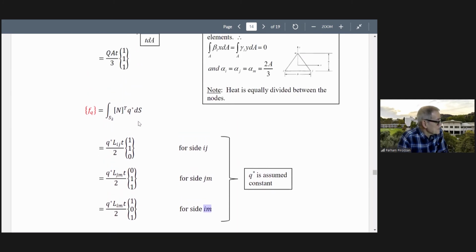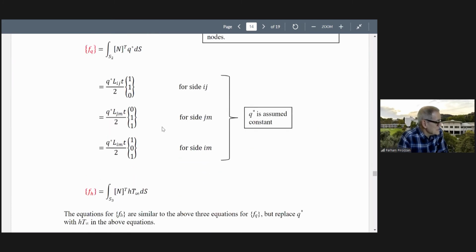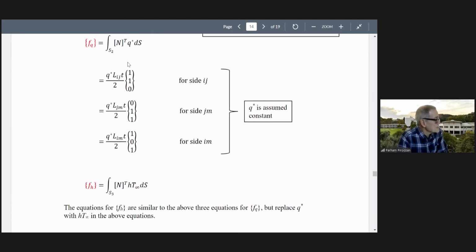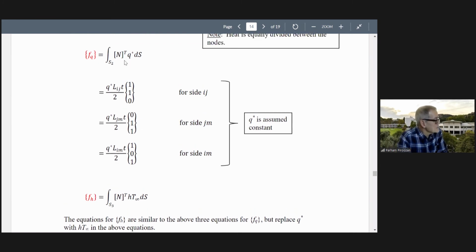This is for f sub q. F sub h, this one, this is convection. It is very similar to this one. Compare this equation to this one, you see. It is n transpose q ds, n transpose, instead of q is h t infinity ds. So it is actually the same as this one. This is constant. This is also a constant. So just whatever we got here, just replace q star here with h t infinity.